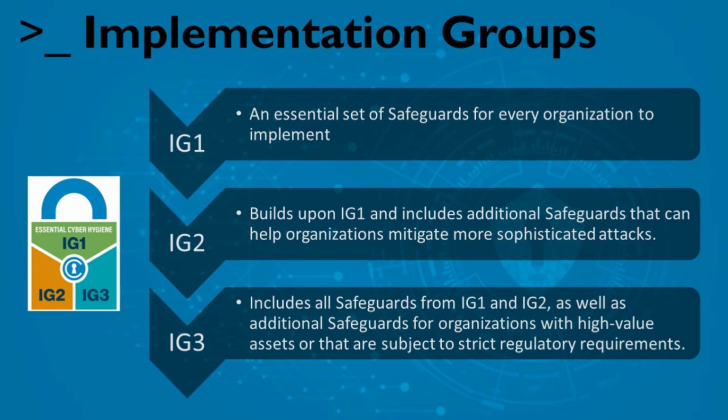Now, let's go over the implementation groups. IG1 is the foundation of cyber defense safeguards that every enterprise should apply to defend against. IG2 builds upon IG1 and includes additional safeguards that can help organizations mitigate more sophisticated attacks. IG3 is the most comprehensive and includes all of the safeguards in IG1 and IG2, as well as additional safeguards for organizations with high-value assets or that are subject to strict regulatory requirements.